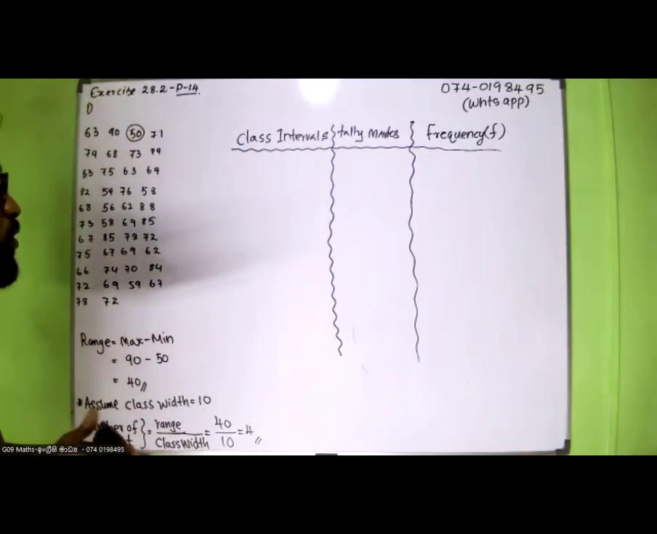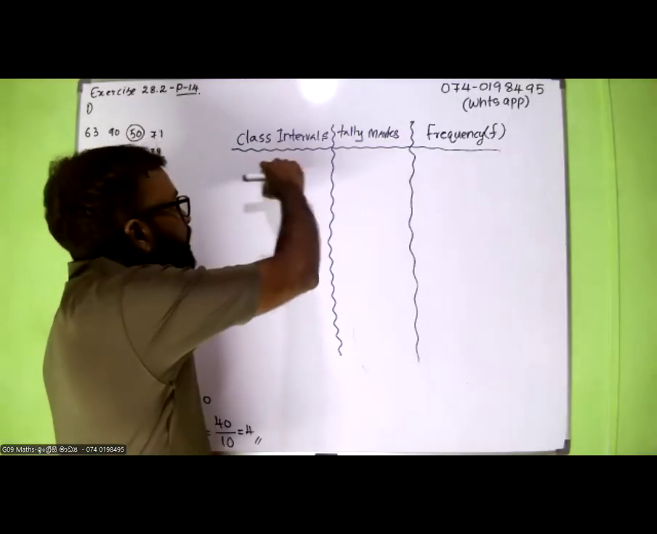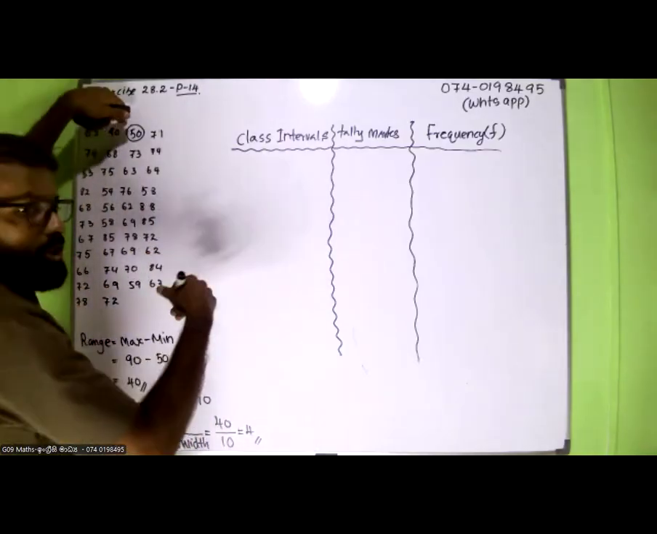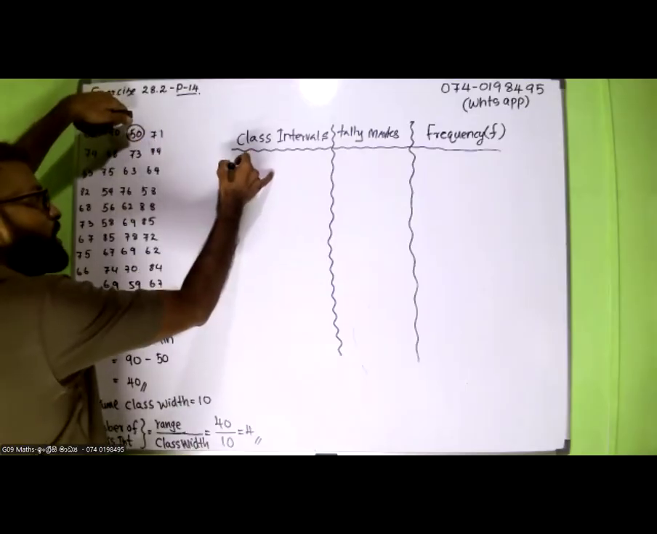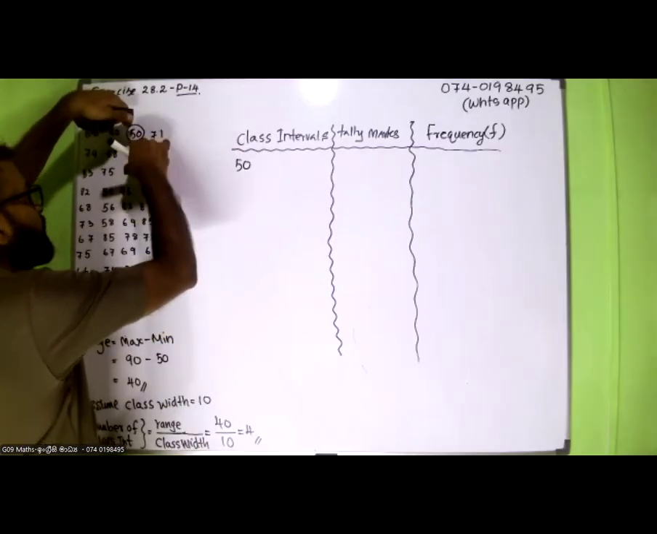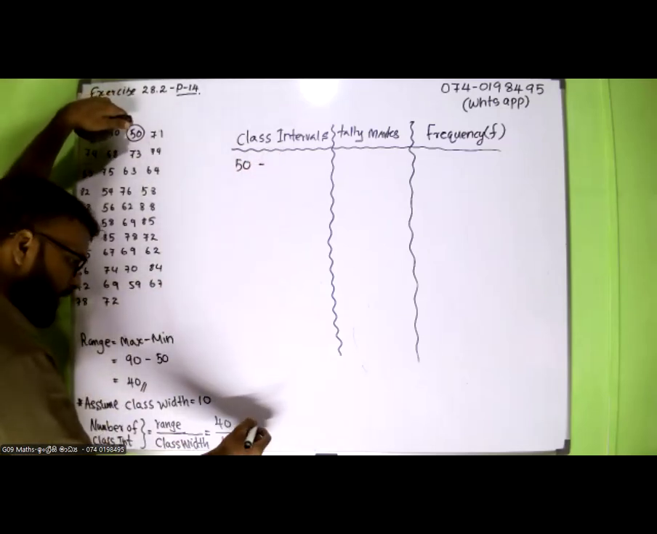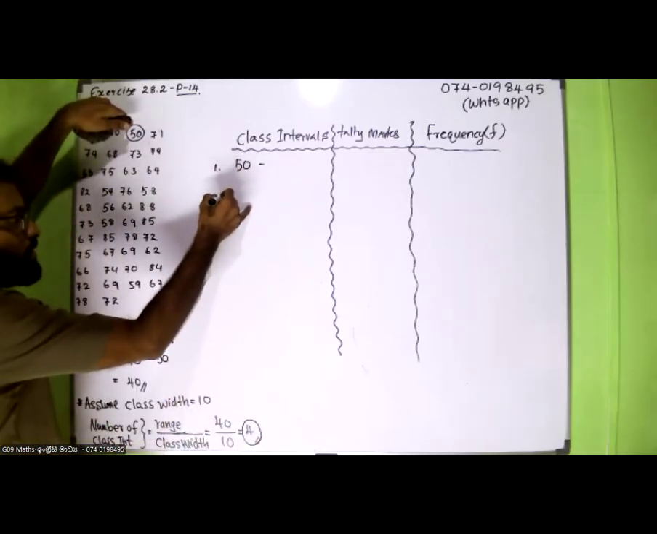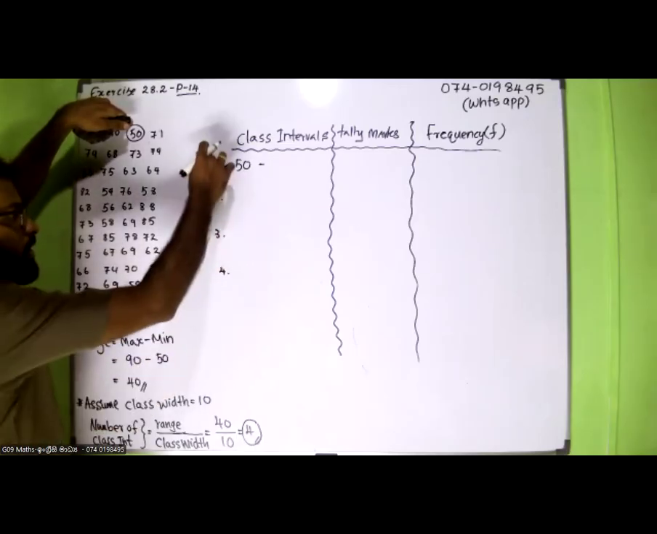And I am going to draw an open gap class interval for this. Because they haven't given anything in the question, as the starting point I need to put 50. So this is the starting point of the first class interval. How many class intervals should be there? There should be 4 class intervals. First one, second one, third one, fourth one.